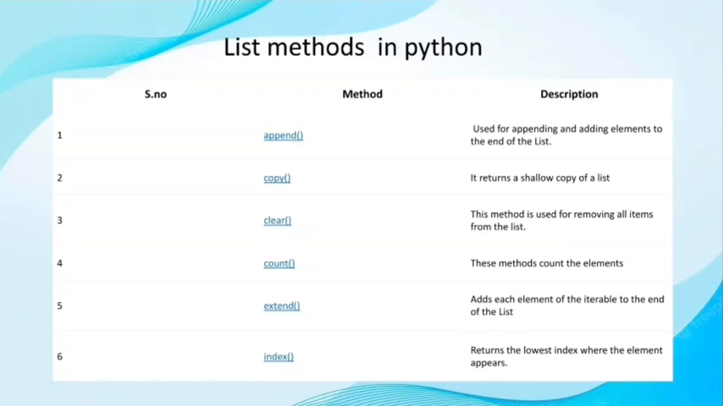And coming to the third method, clear. The method is used for removing all the elements from the list. That means it removes all the elements from the list and it prints the empty list. And coming to the fourth method, count. This method counts the number of elements in the list, and it returns the number. And coming to the fifth method, extend, adds each element of the iterable to the end of the list. And coming to the sixth method, index, returns the lowest index where the element appears.